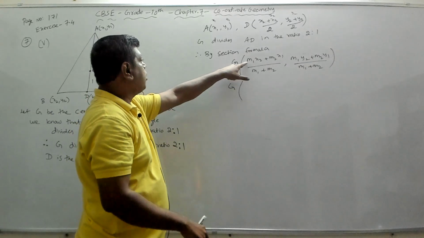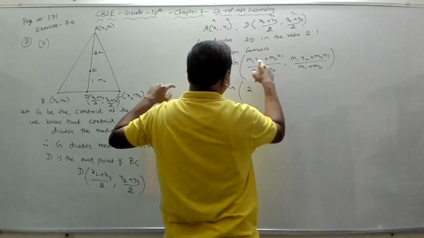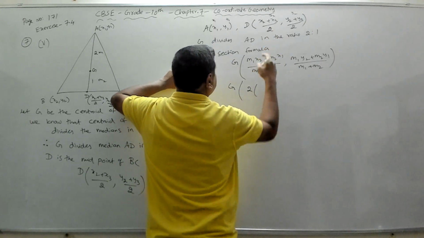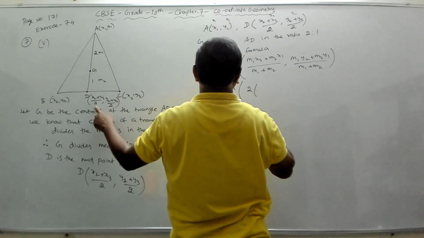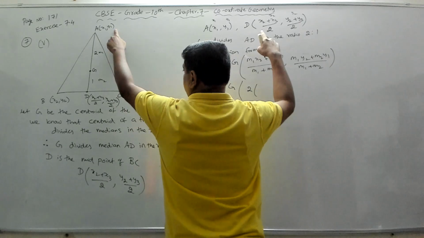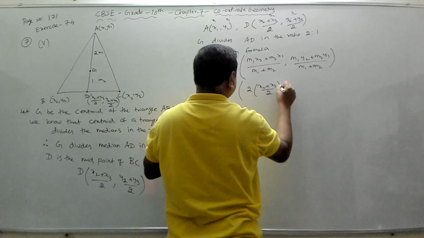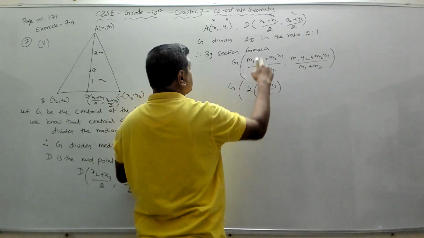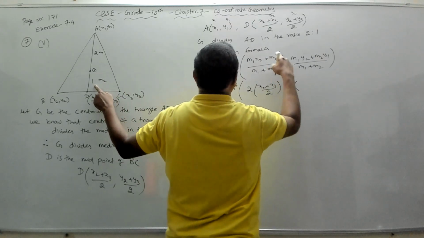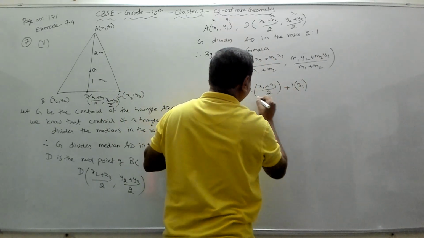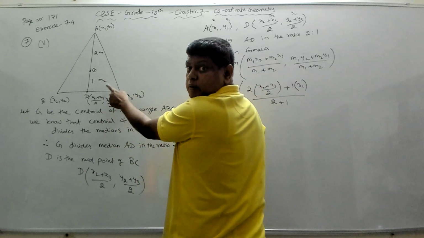So M1 is what? M1 is 2, right? So 2 into x2. This is your x2, where we take this as x1 y1 and this as x2 y2. So that is x2 plus x3 by 2. So M1 into x2 plus M2, M2 is 1, into x1, x1 is x1 only, by 2 plus 1, that is M1 plus M2. M1 is 2, M2 is 1.